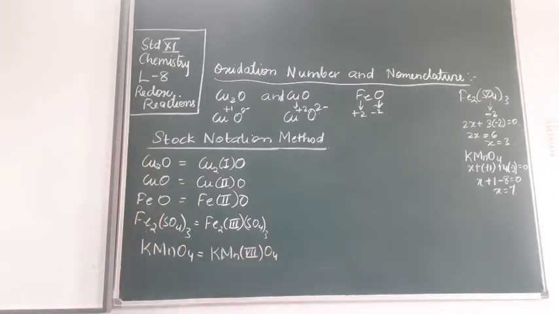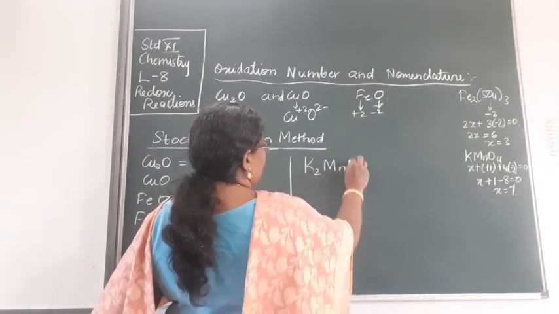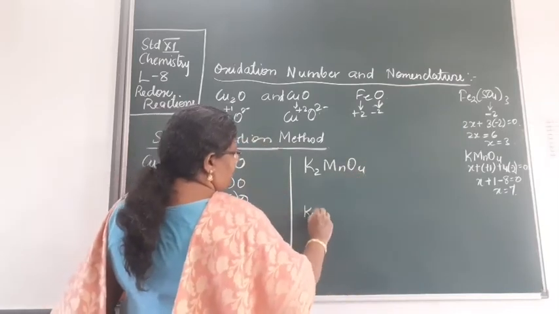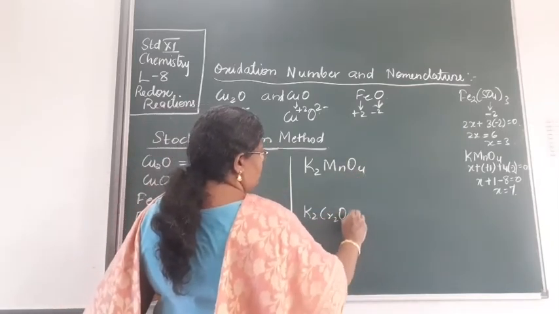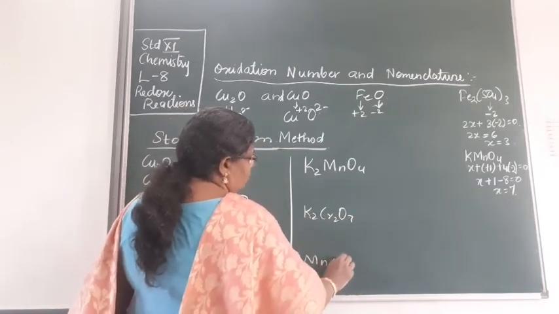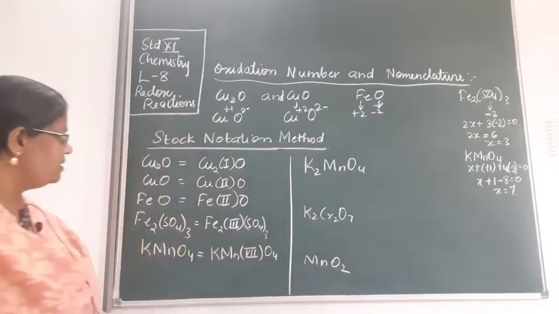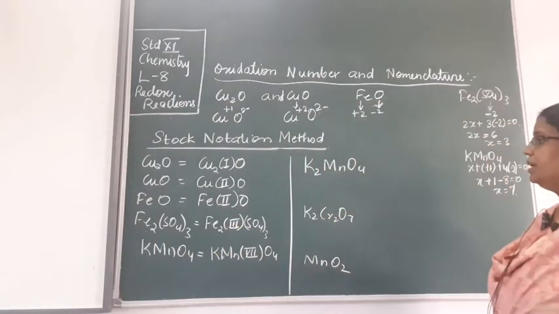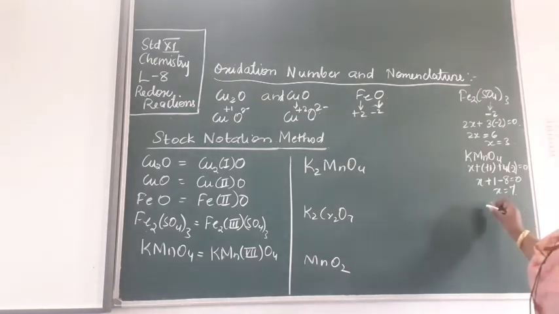Okay. A few more we will take. K2MnO4. We can take this. K2Cr2O7. Okay. या फिर MnO2. So many examples we can say. So these are the different molecules for which we can give the stock notation method.